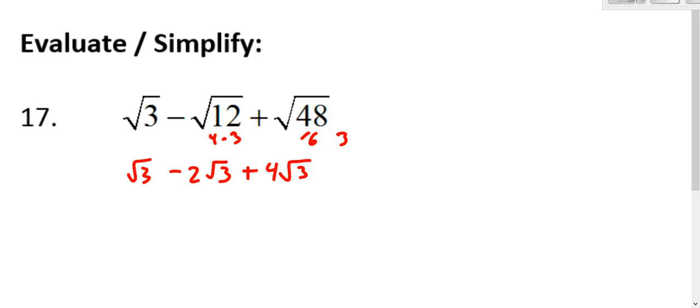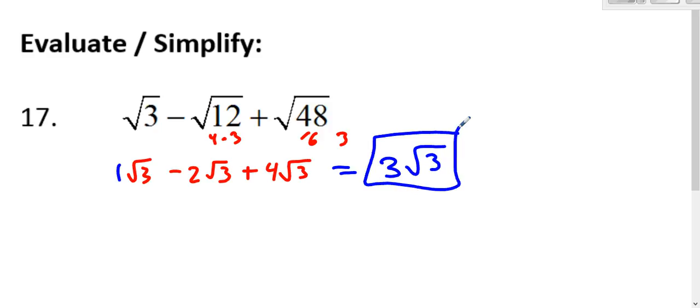Now, since we have the same index, they're all square roots, so the index is 2, and the same radicand, square root of 3, square root of 3, square root of 3, they're all alike, we can add. So it's 1 minus 2 plus 4, which is 3, and then you just keep the square root of 3 that was common and made them all like terms.